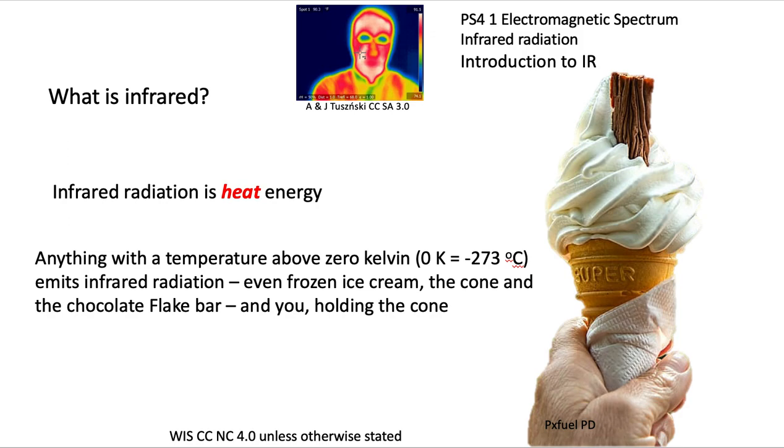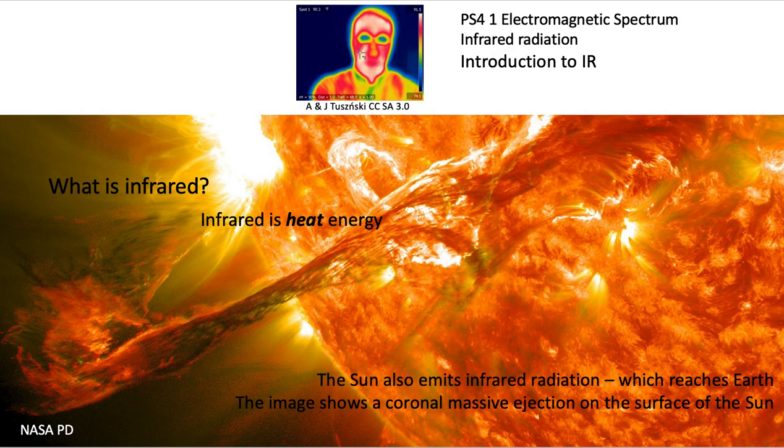Today we're looking at what is infrared. We're going to discover its radiation, its heat energy, and anything with a temperature above 0 Kelvin will be radiating infrared. So the ice cream, the chocolate flake will be a different temperature, your hand will be a different temperature, but each of them will radiate infrared. And indeed, the sun radiates a lot of infrared, and that reaches the Earth.